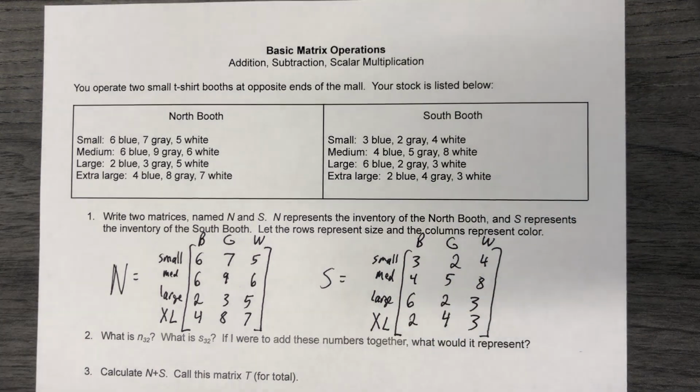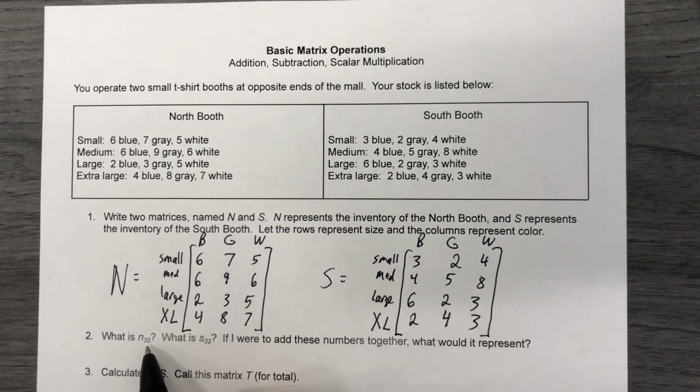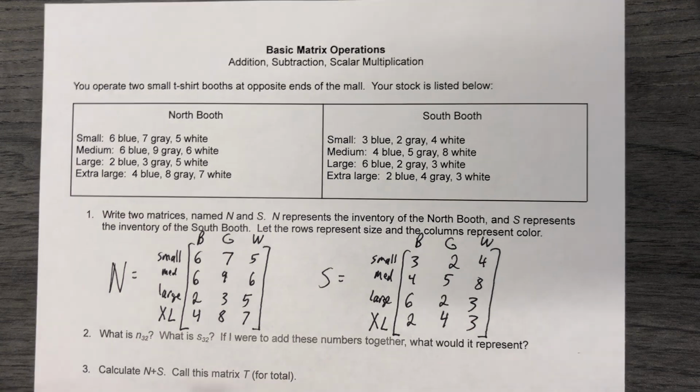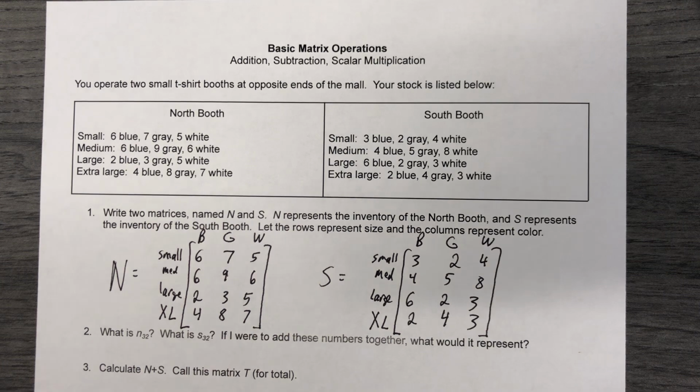Okay, so we've answered number one. Now let's answer number two. What is N32? Okay, that's the third row, second column. What is S32? That is third row, second column. But keep in mind that this one is N and this one is S. So let's just go ahead and answer those.